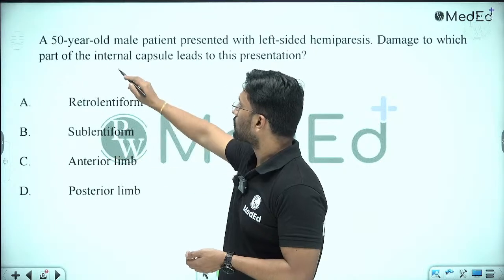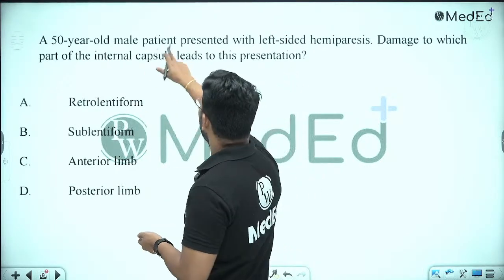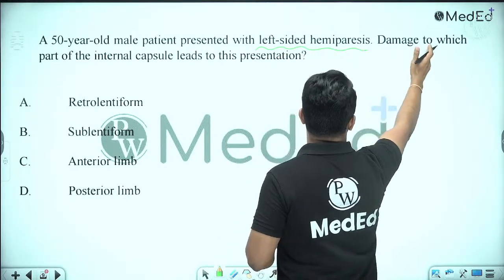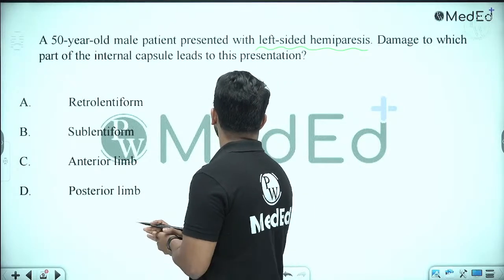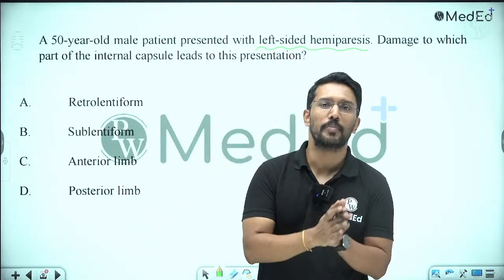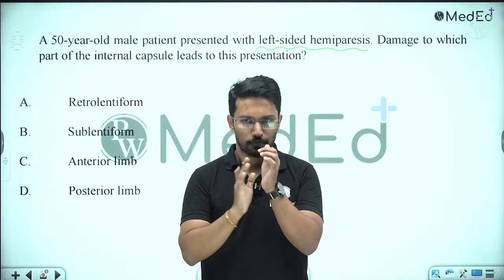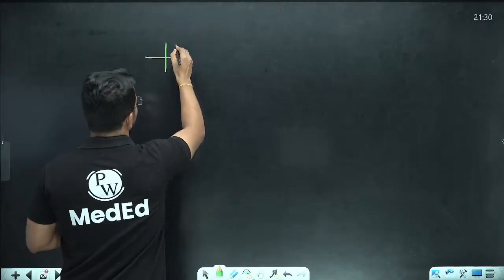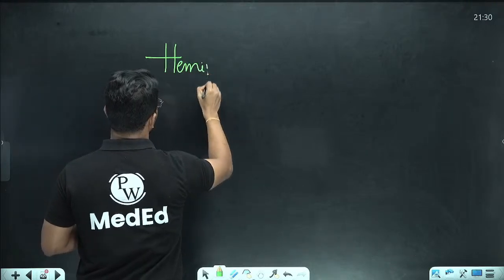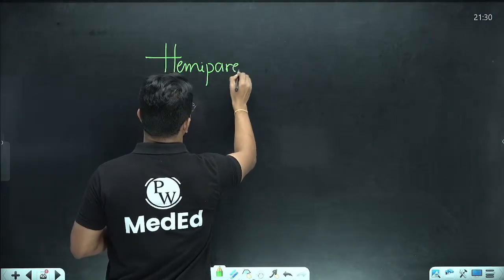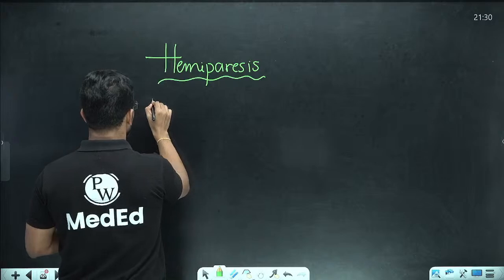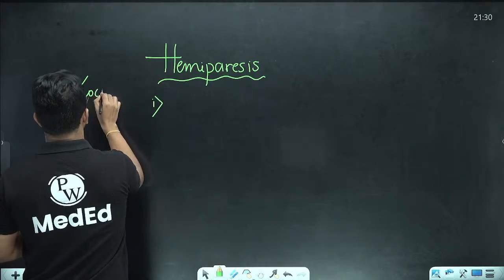Here is a question. A 50-year-old male patient presented with left-sided hemiparesis. Damage to which part of the internal capsule leads to this presentation? So they have only mentioned hemiparesis. So when I look at the options, first of all, when you think of someone having hemiparesis, we have to think of localization into three important locations, right? First location would be your brainstem.